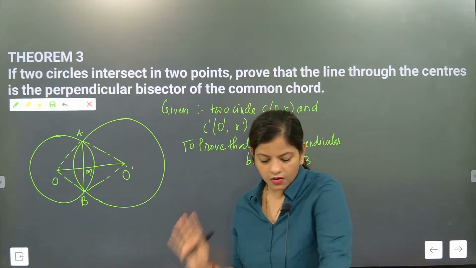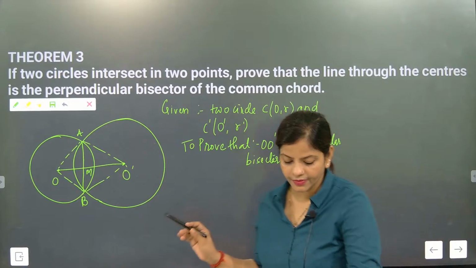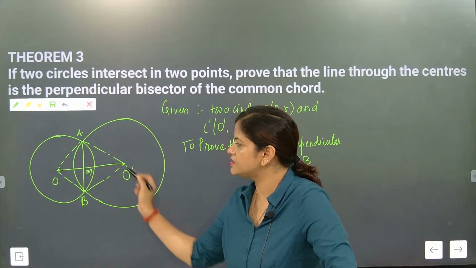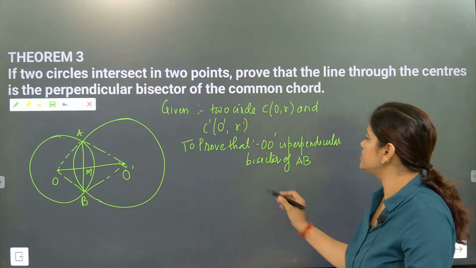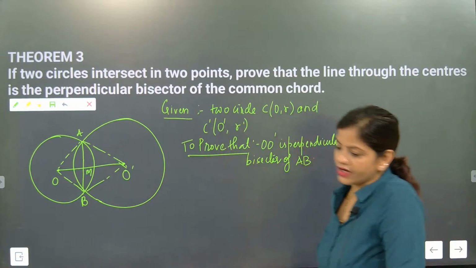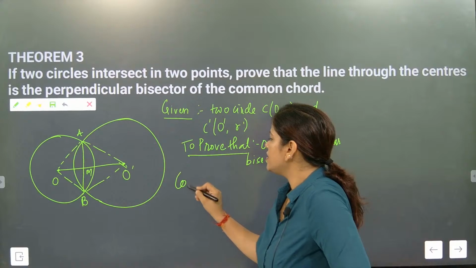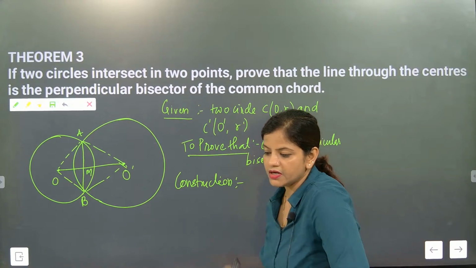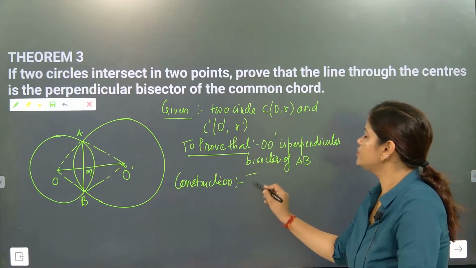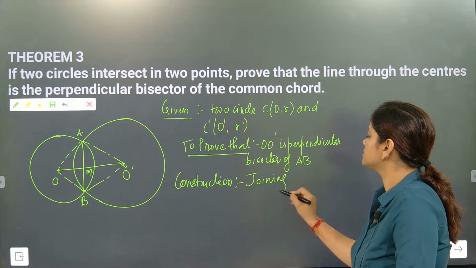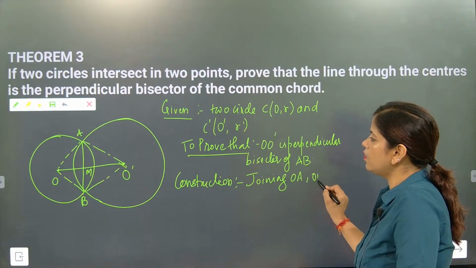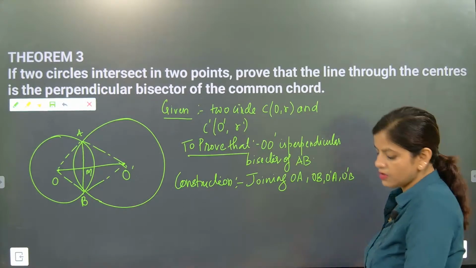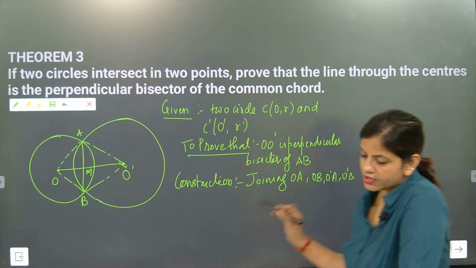Okay. Now, what do we have to draw? We have to draw line segments. Construction I am doing: I will join this and this. Construction is in your hand. Given and to prove are written. Now the construction part we are going to write. In the construction section, we write: joining OA, OB, O dash A, O dash B. We need to join all these.